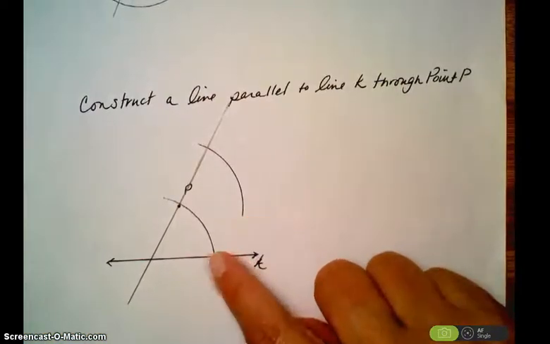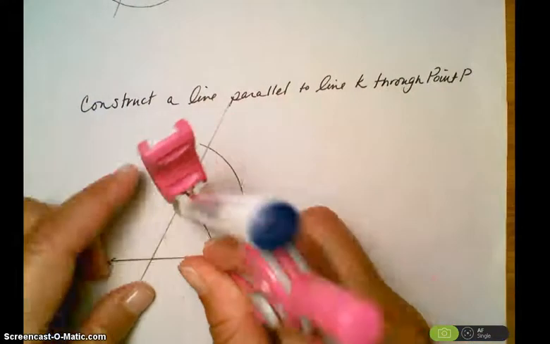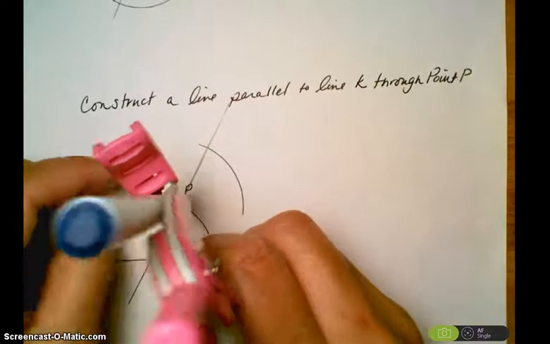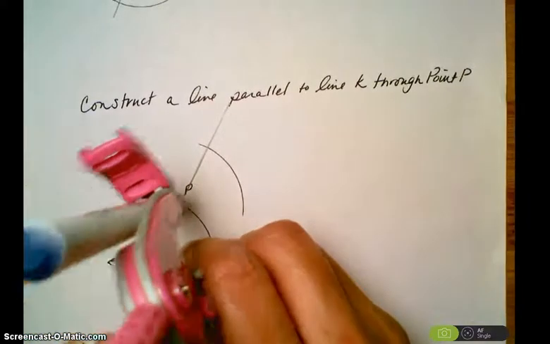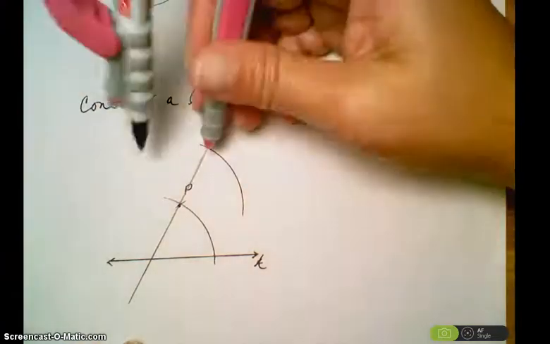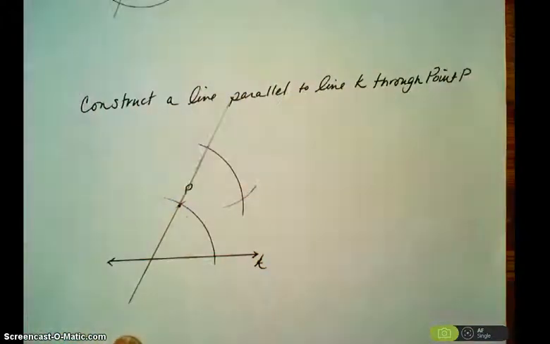I then go back to my original angle. I measure across from intersection point to intersection point as close as I can. And then I take my pointer, I put it on the one intersection point I have up here. I reach out and I make an arc mark.